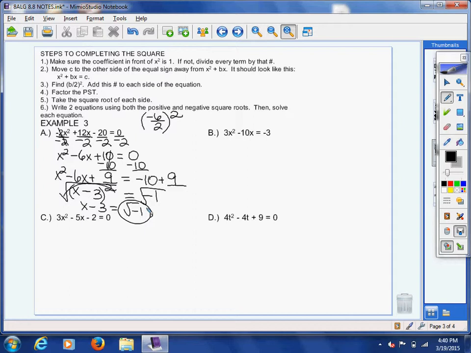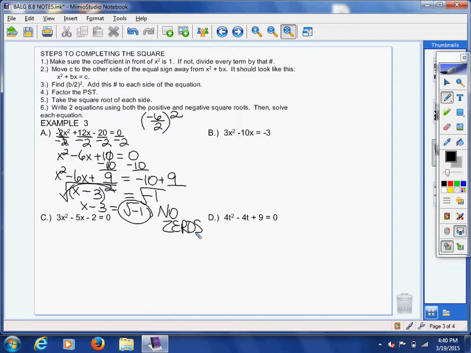Now let me interpret this situation for you. Because you cannot take the square root of that negative number, what that means is this parabola does not cross the x-axis. There are no zeros. That's how you tell. That just means it doesn't cross the x-axis.